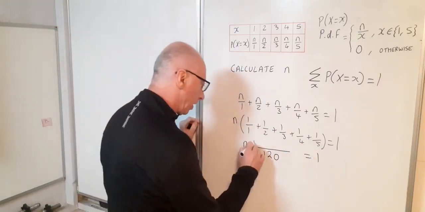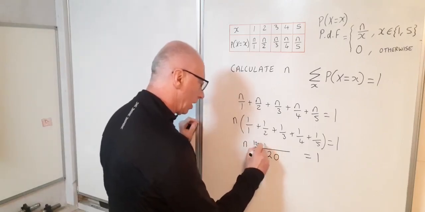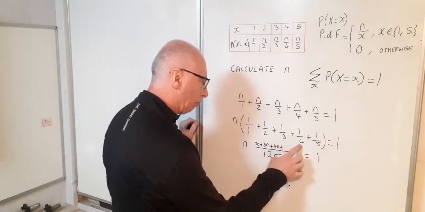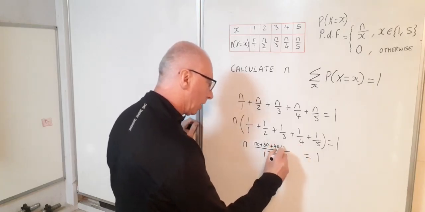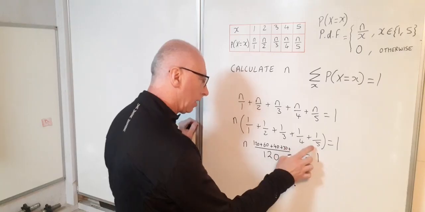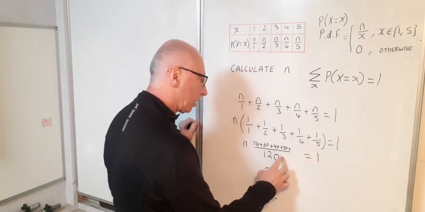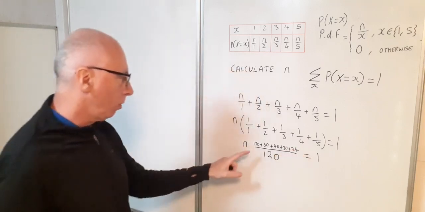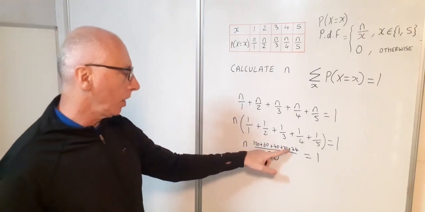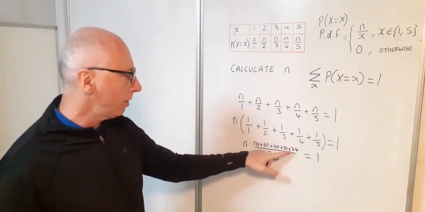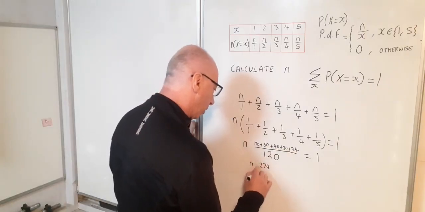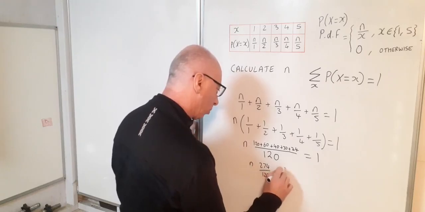So then calculate all these fractions as if they had denominator 120. So then we've got 120 plus 60 plus 40 plus 30 and plus 5s into 120 go 24. Okay, so 120, 180, 220, 250, 274. So n times 274 over 120 equals 1.